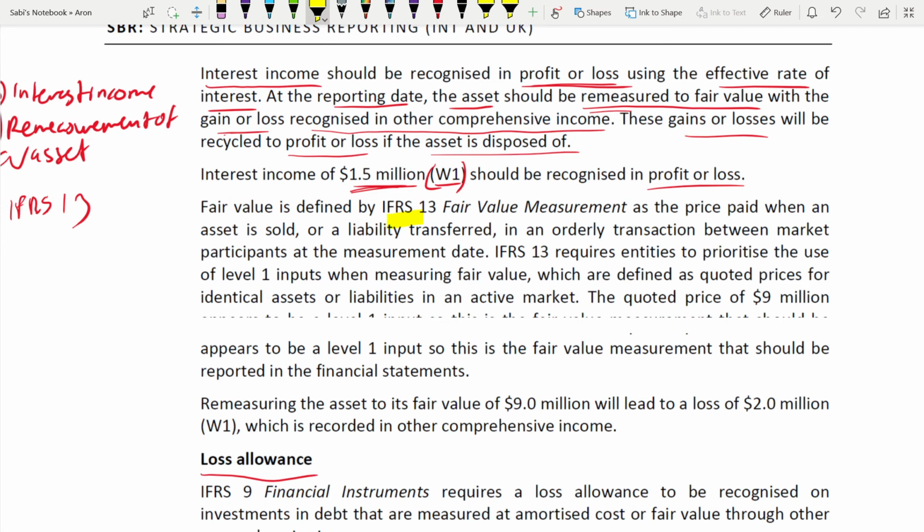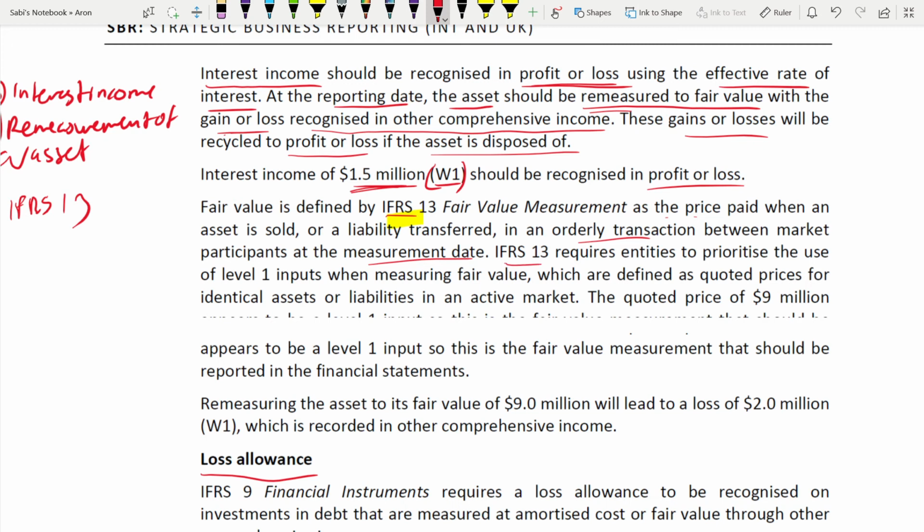IFRS 13, what does it say, by the way? Definition: price received when an asset is sold, or paid to transfer a liability, in an orderly transaction between market participants at the measurement date. This is the definition of fair value. Everywhere it is used, always it is used. Then come to the main point. IFRS 13: three levels are there, level 1, level 2, level 3.